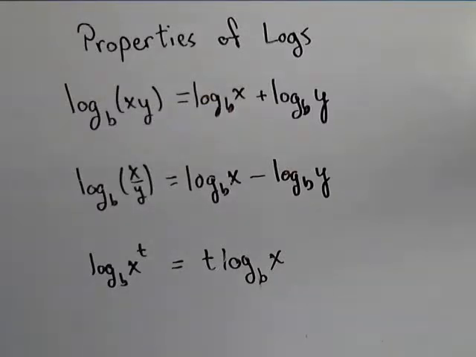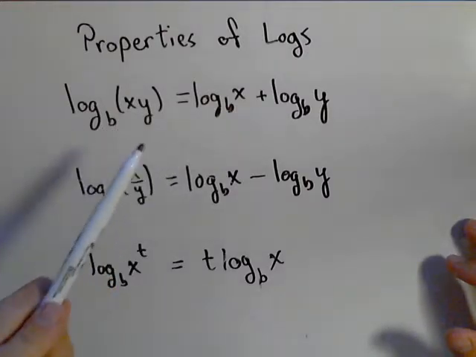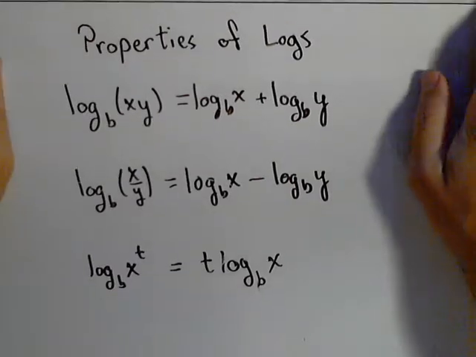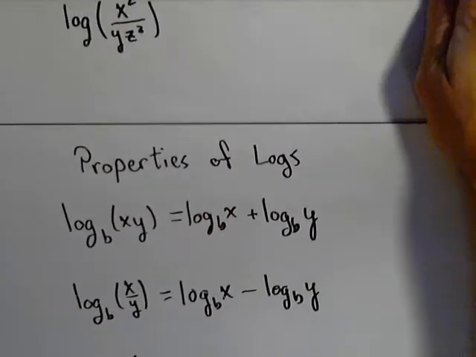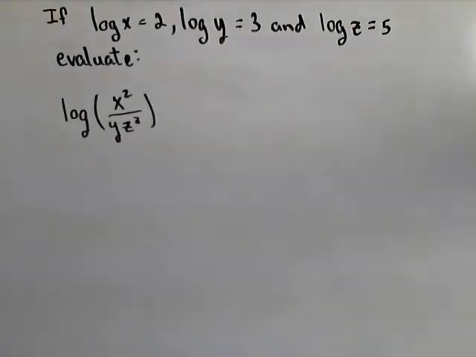In this video we're going to look at simplifying a couple of expressions using properties of logs, and these will be the main three properties we'll be using: the product to sum, the quotient to difference, and pulling the exponent out front. So we're going to take a look at a couple of different expressions. Here's how some of these problems will look.